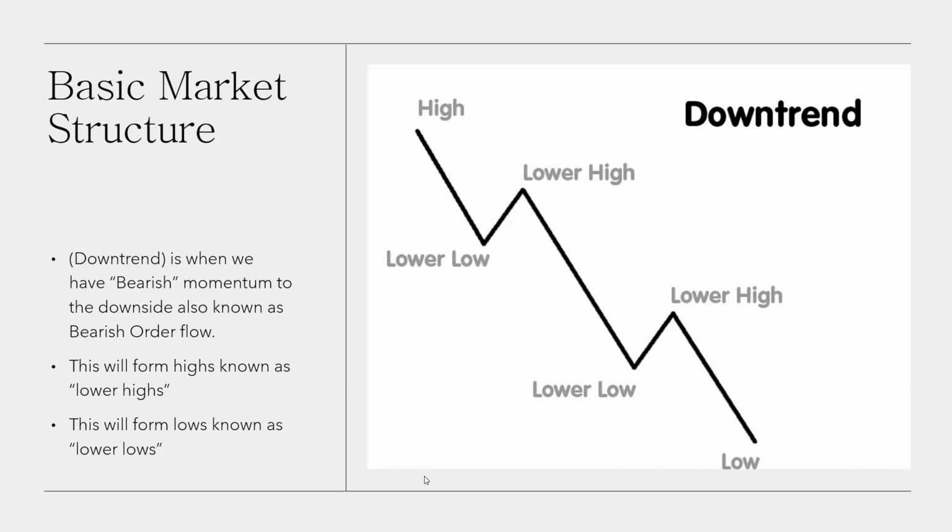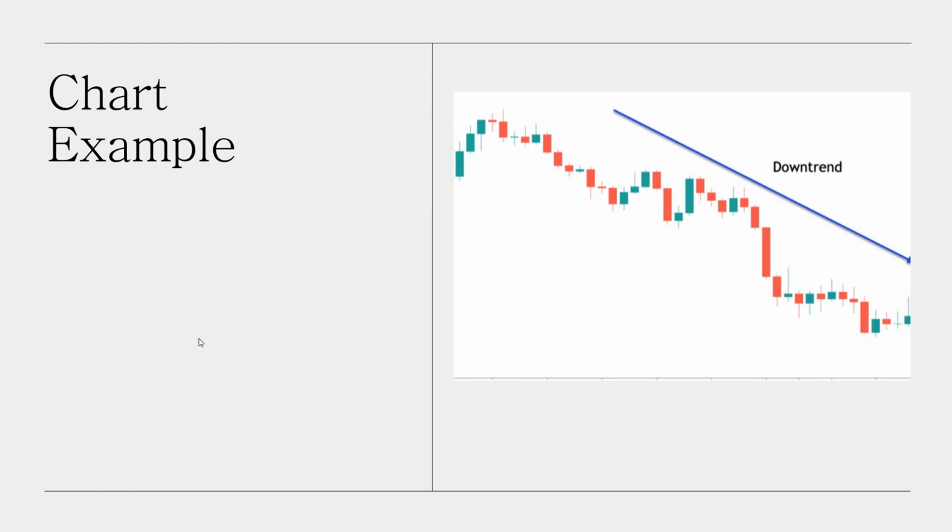So instead of creating higher highs and higher lows, we are creating lower highs, because the next high that has formed is lower than the previous high. And with the lows, we are creating lower lows because the next low that is formed is lower than the previous low. And this is showing bearish order flow, or the market is favoring to go lower, not higher or sideways, right? This is a chart example with the candlesticks of what a downtrend looks like, creating lower highs and lower lows.